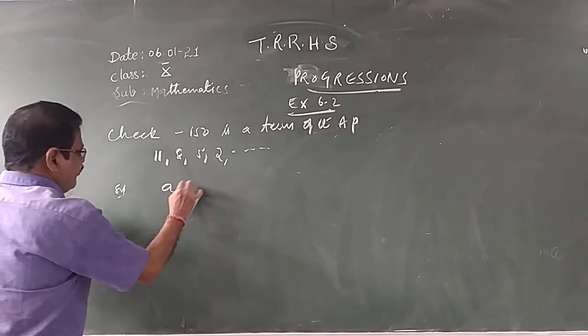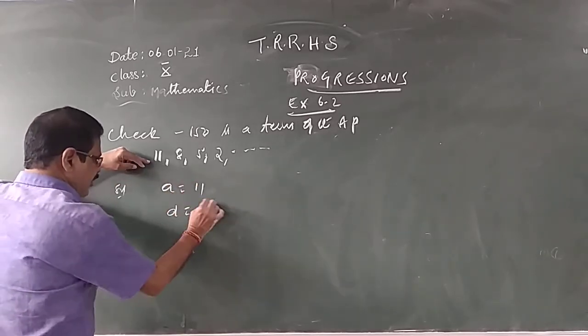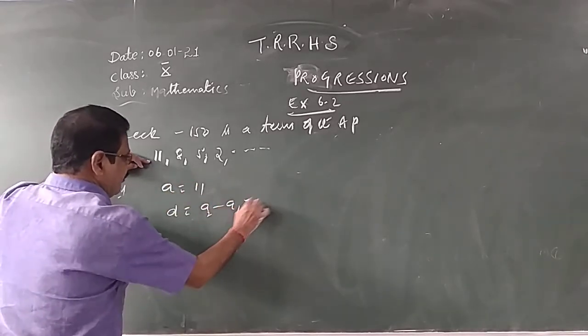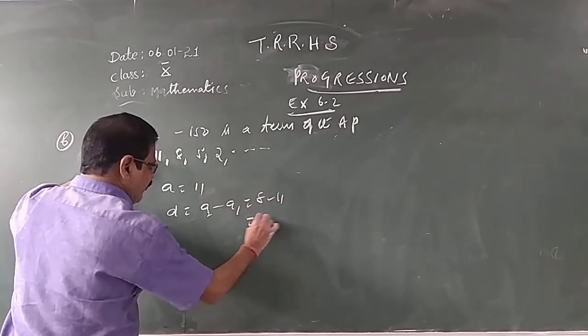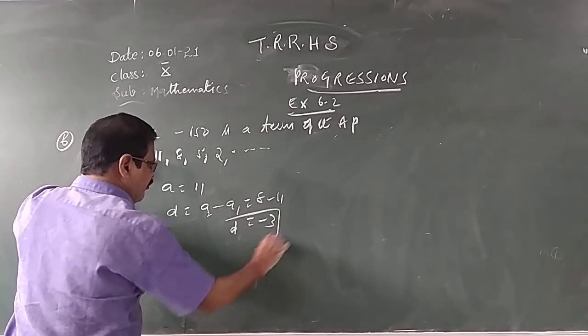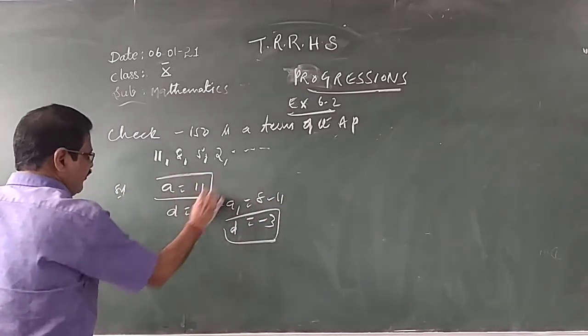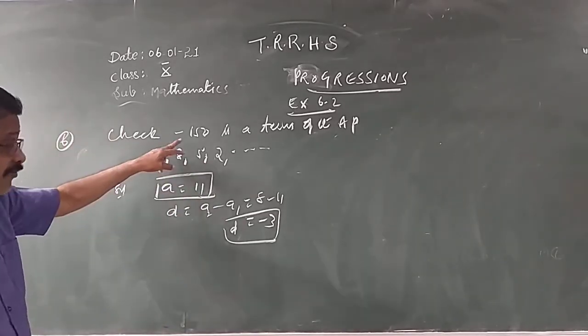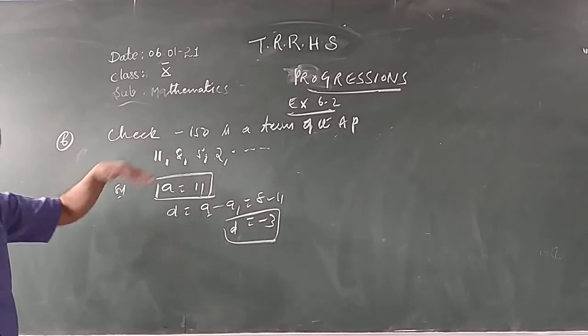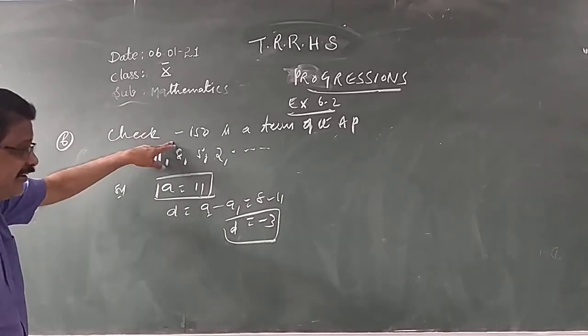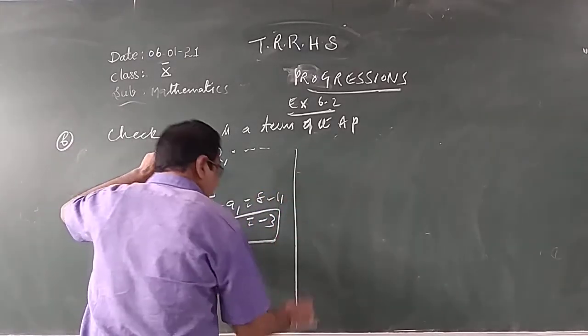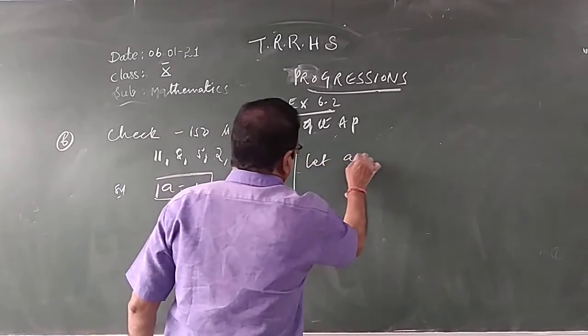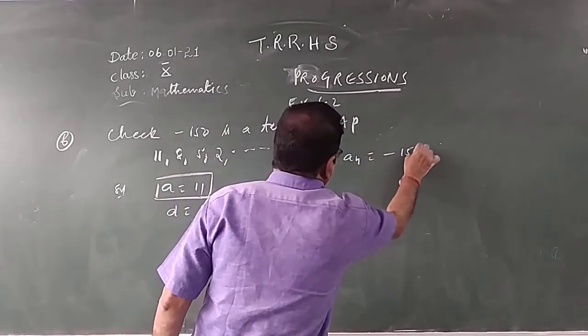So A is equal to 11, D is equal to A2 minus A1, 8 minus 11, that is equal to minus 3. D equal to minus 3, A is equal to 11. Is minus 150 a term of this AP or not? Let us say it is the nth term. Let an be equal to minus 150.